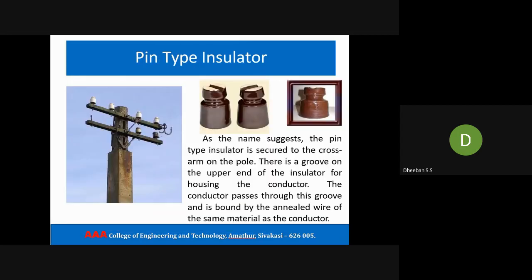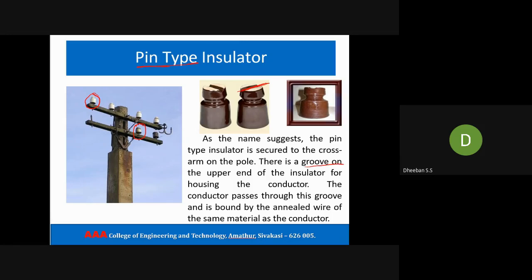So this is your pin type insulator. You can easily see this near your local area itself. Here the conductor will be wound over this. You can see there is a groove-like structure, and in this groove the conductor will be running. The name suggests it is a pin, so you can see it is a pin-like structure. So it is called a pin type insulator. That's the main reason for it.